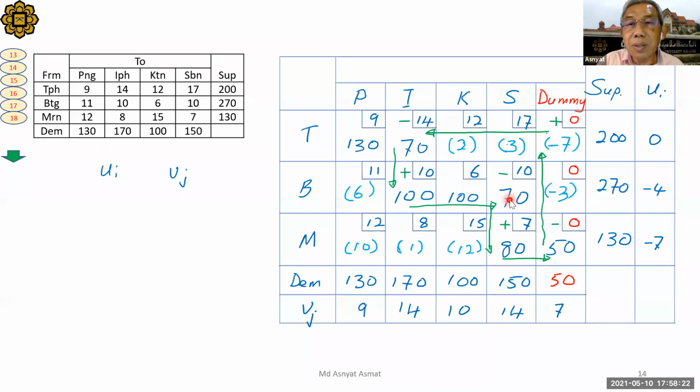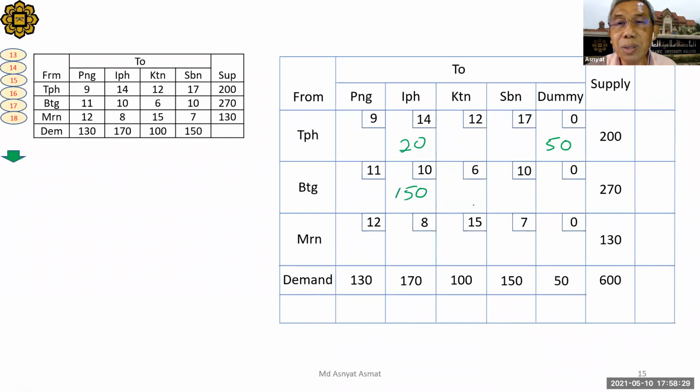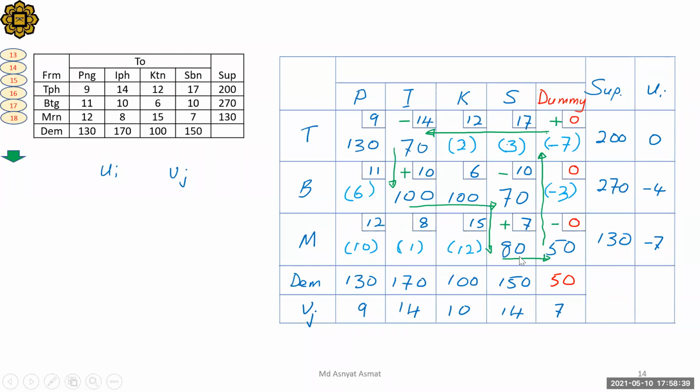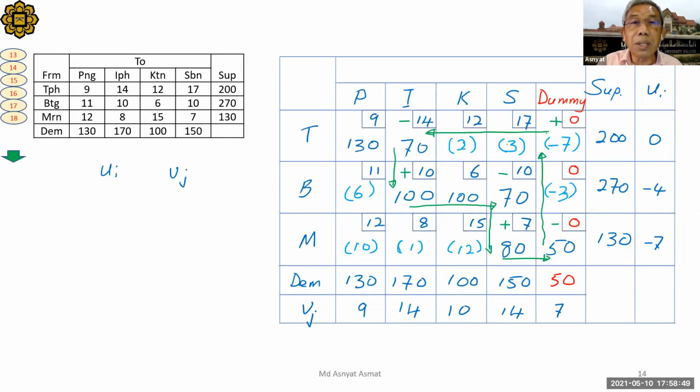Then here, 20. So in your new tableau, write here 20. Then at the bottom, 130. Okay, let's see those not affected by the loop.